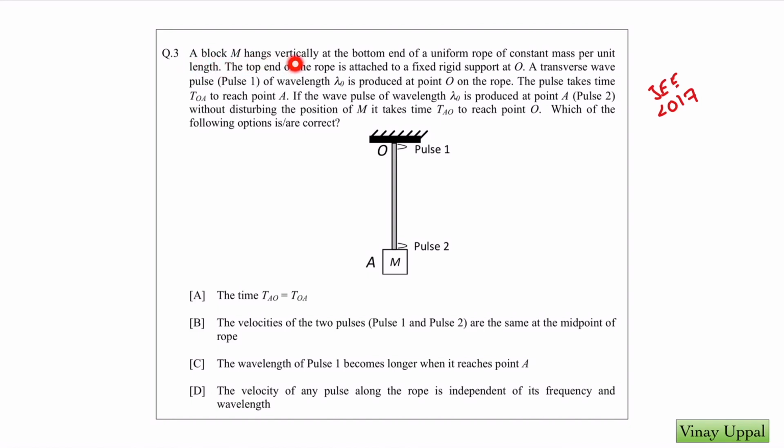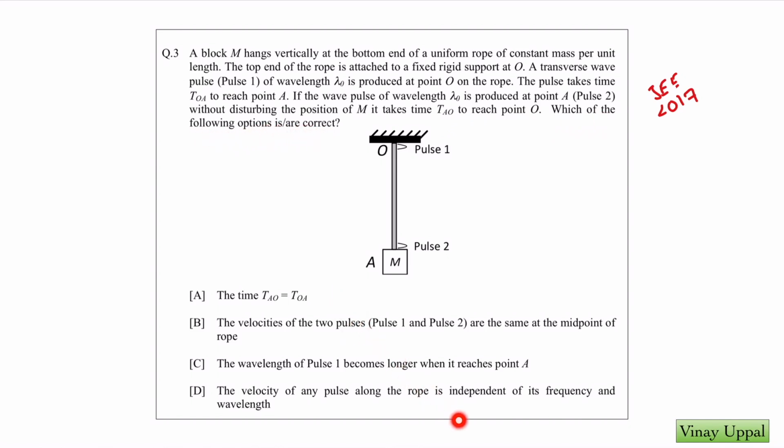A block M hangs vertically at the bottom of a uniform rope of constant mass per unit length. The top end of the rope is attached to a fixed rigid support at O here. A transverse wave pulse of wavelength lambda naught is produced at point O on the rope. This is the pulse that they are talking about, produced at the top. The pulse takes time T_OA to reach A. If the wave pulse of wavelength lambda naught is produced at point A here without disturbing the position of M, it takes time T_AO to reach point O. Which of the following options is or are correct?